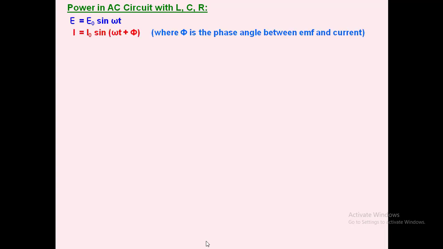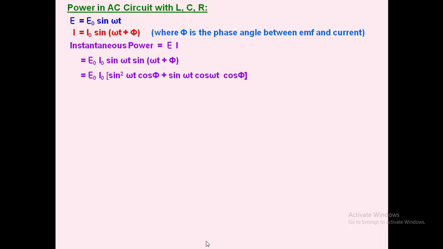Power in AC circuit with LCR combination. We know that EMF E equal to E naught sin omega t, I equal to I naught sin(omega t plus phi), where phi is the phase difference between EMF and current. Instantaneous power is nothing but E into I, because we have learned the definition of power in electricity as VI. Here what is V? EMF, so E into I. Now substitute the values of E and I in this expression. You're going to have the expression E naught I naught [sin square omega t cos phi plus sin omega t cos omega t into sin phi].